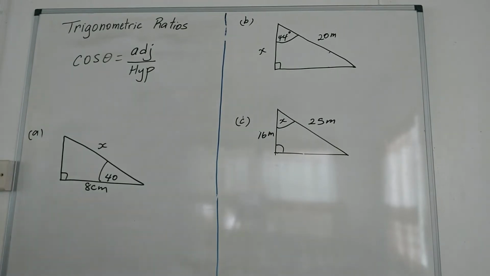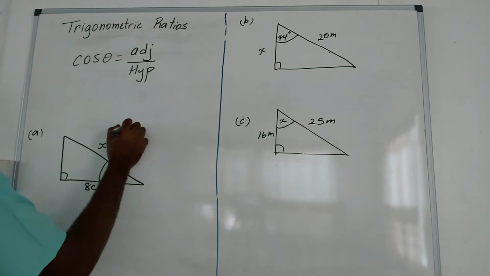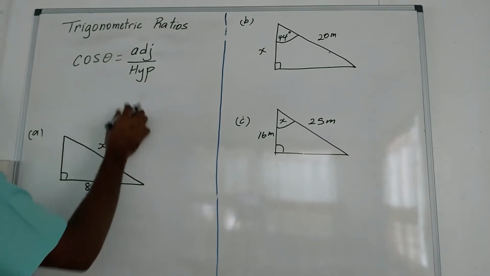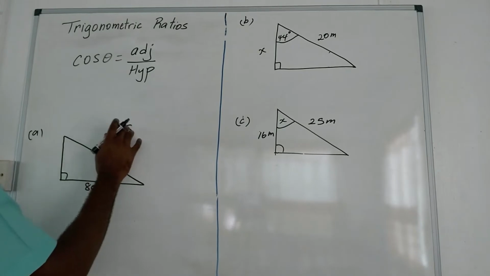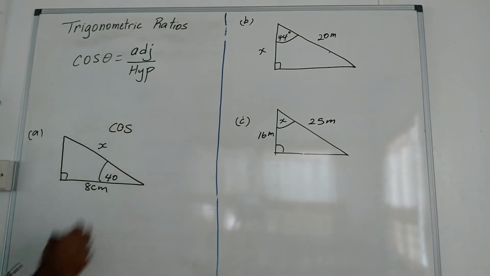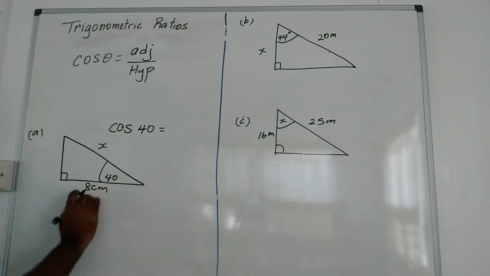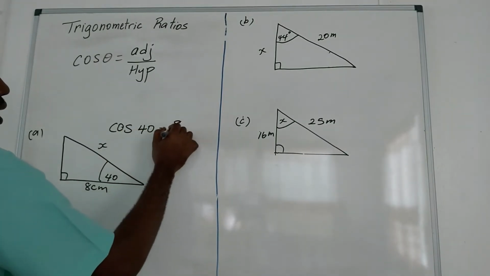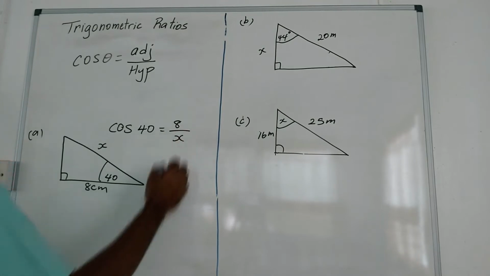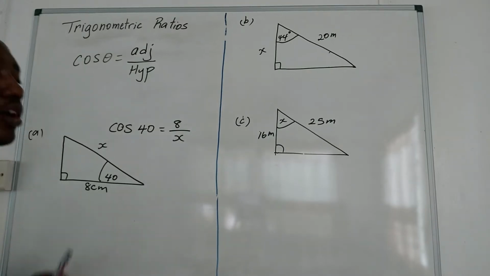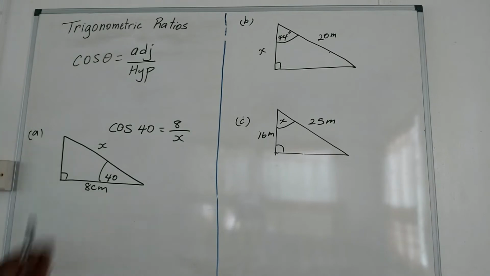So remember, cosine is equal to the adjacent over the hypotenuse. So here our angle is 40, our adjacent is 8, and our hypotenuse, that is what we need to find. So let's go ahead and transpose our formula so that we'll be able to find the value of x.